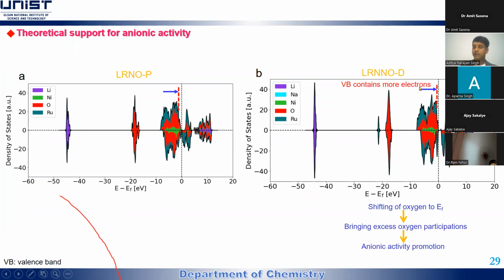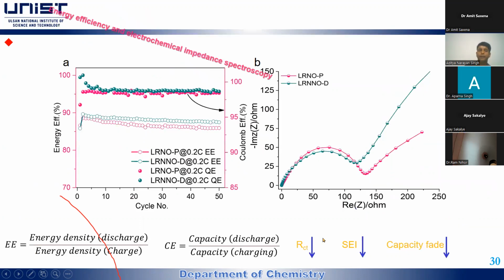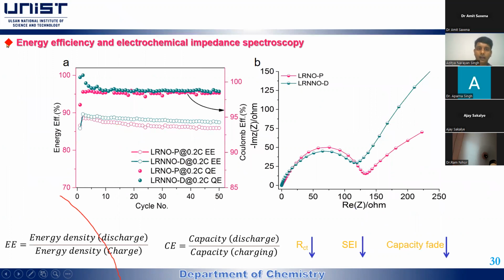And this is what we proved, that when we dope with sodium, we can translate the oxygen lower lying orbitals closer towards the Fermi level so that more oxygen electrons are involved in the reactions. And this is known as anionic activity participation. Like I said, if you have anionic activity, you may encounter greater fading. But here, even for 50 cycles at a high C rate, like 0.2 C, we encountered a very stable profile of electrochemical data.